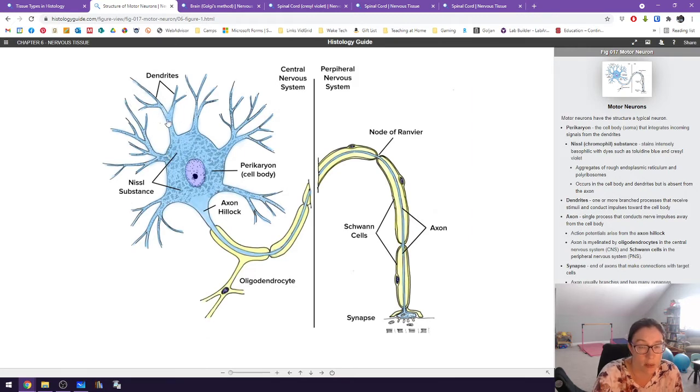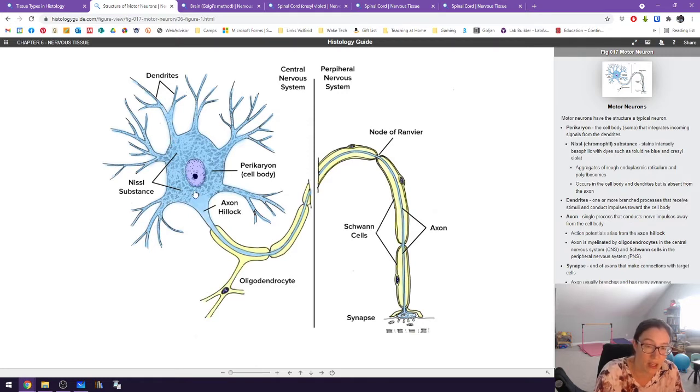The dendrites are the receptive end. They're sort of like the rabbit ears of your TV antenna, and they receive signals, as does the cell body or soma, from other neurons. And then this is the nucleus on the inside, and the inside of the neuron has something called Nissl substance, which is really going to be the rough ER and the free ribosomes, and it stains sort of darkly.